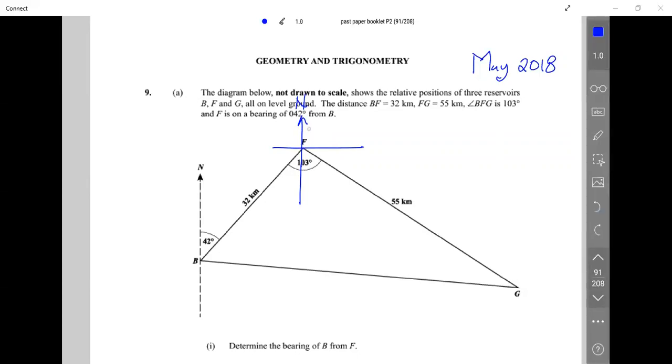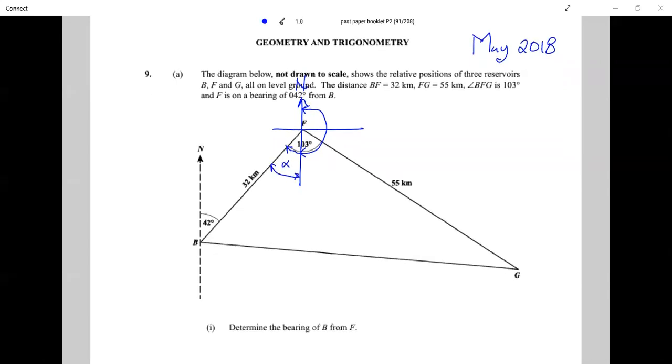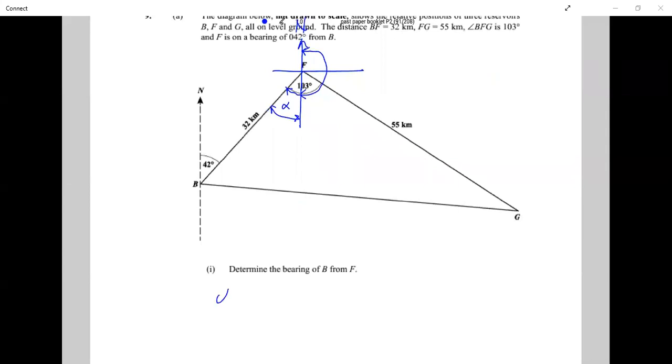Now, if it is the bearing of B from F, you're going to start at F, come around to the line that connects B and F. So we need this entire angle, starting from north, coming around to the line that connects B and F. The first half we know is 180 degrees. The angle between north and south is 180 degrees. What we don't know is this piece, and I'm going to call it alpha. So I'm going to say alpha is equal to 42 degrees.